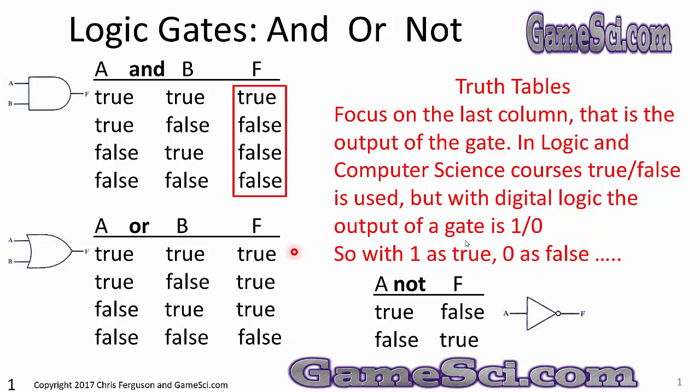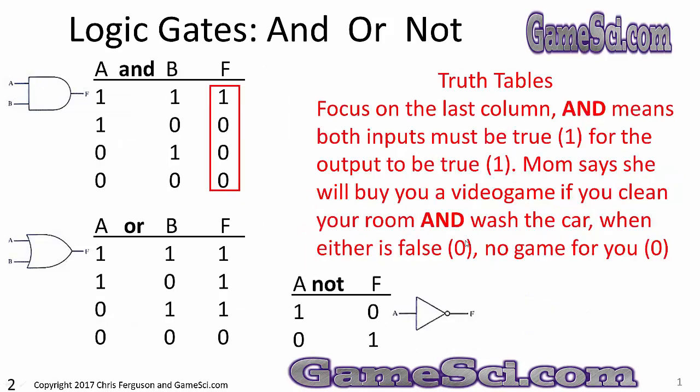Look at the output of the gate. That is the result of the gate. In logic and computer science courses, we often use true and false to determine the output. But with digital logic, the output of a gate is 1 or 0. So with 1 as true and 0 as false, let's look at this the way digital logic would look at it. In the truth table, focus on the last column.